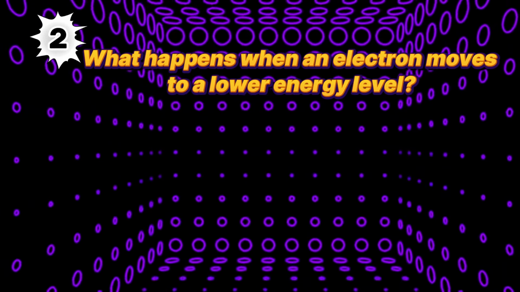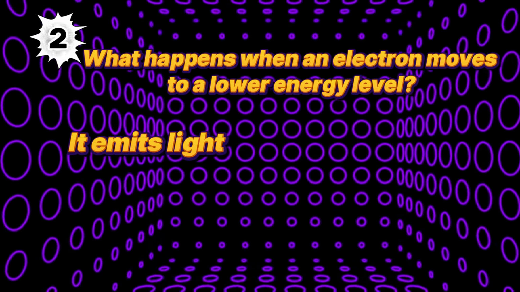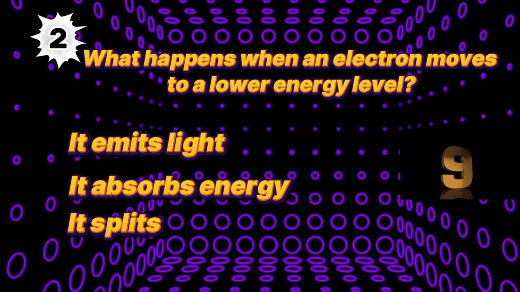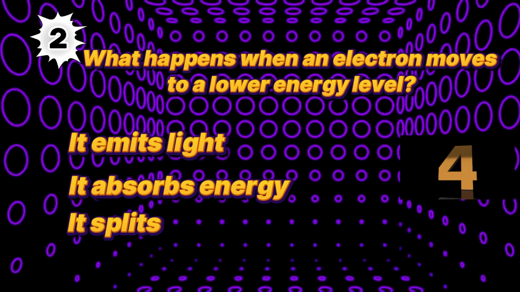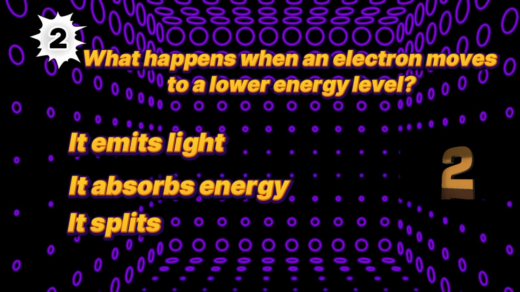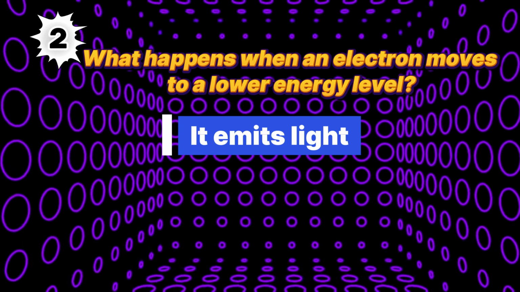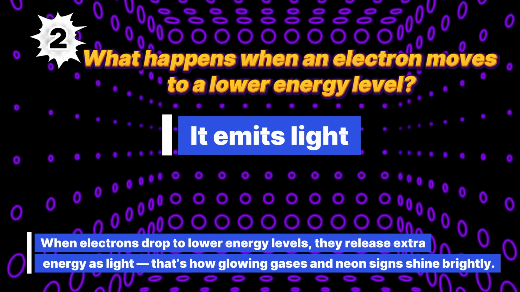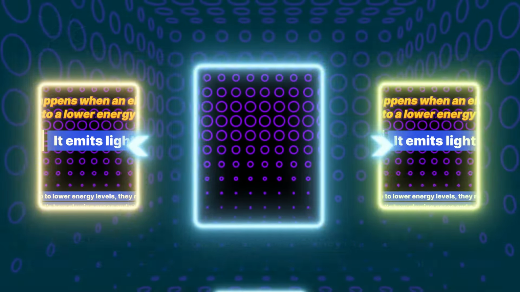Here's one from physics. What happens when an electron moves to a lower energy level? What do you think happens? It emits light, it absorbs energy, or it splits? And the correct process is it emits light. When electrons drop to lower energy levels, they release extra energy as light. That's how glowing gases and neon signs shine brightly.